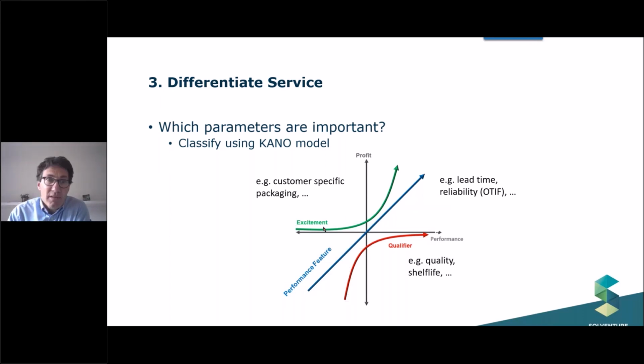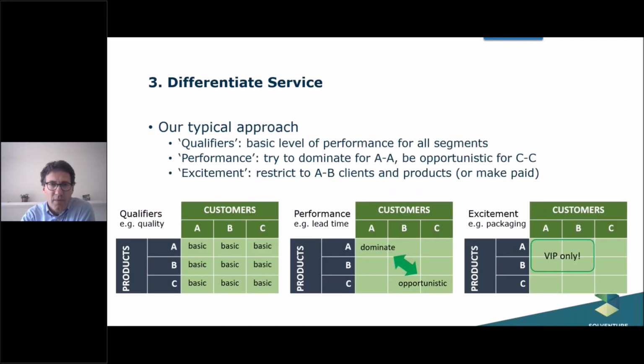And then you have excitement parameters, where you see that even not offering excitement parameters is not going to impact drastically your business, but whenever you have those, it can allow you to take a nice surplus. Think about customer-specific packaging or so on.